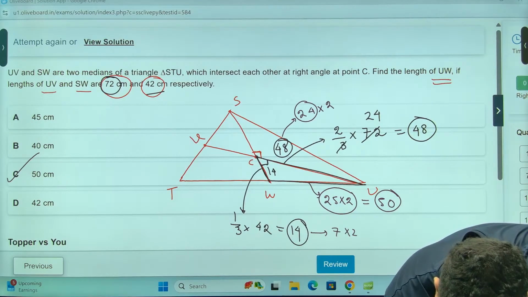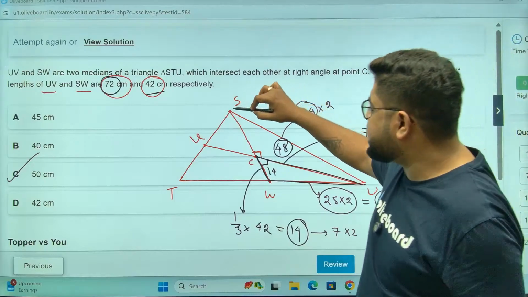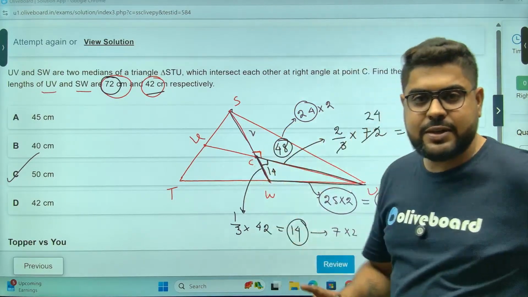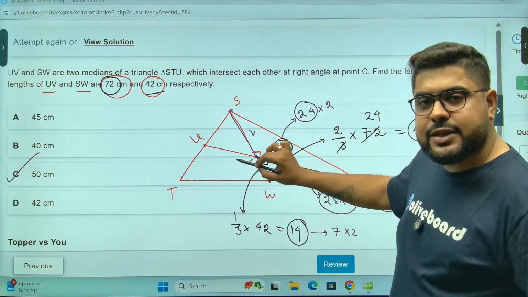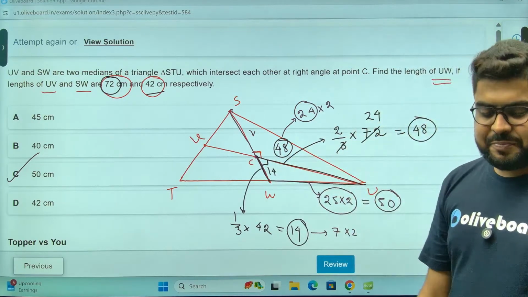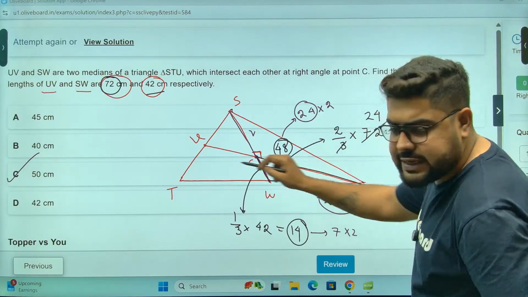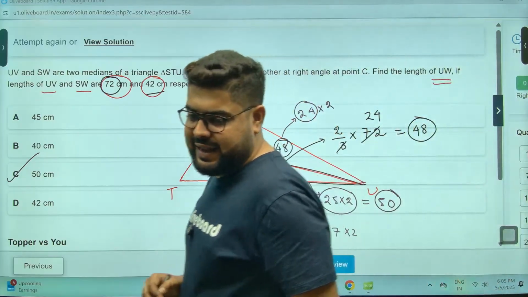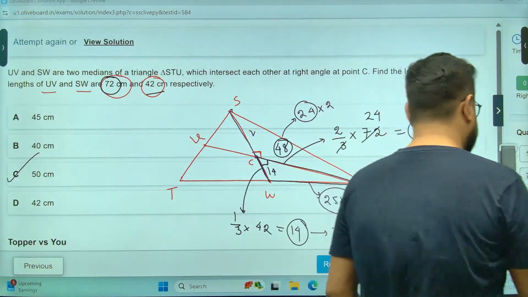How to guess which is the two part? Brother, the bigger part is always from the vertex. This is two parts, and this is the smaller one part. From whichever vertex you are drawing the median, that part is bigger, that is 2. So that will be the 2 parts. Clear? So 50 is the correct answer. Clear, brother?